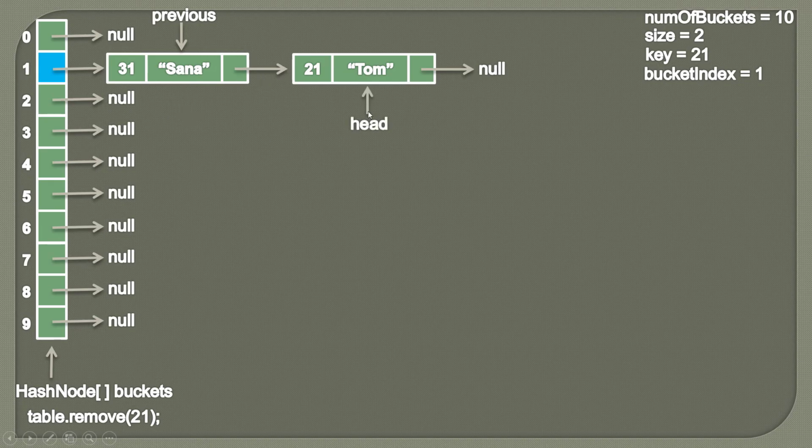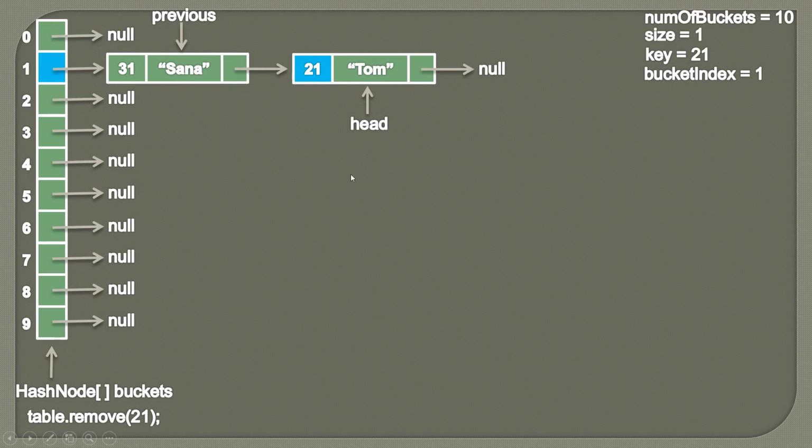Now we again compare head.key, which is 21, with our key. So here you can see that we have found our key. So our task is now to remove this node. But there could be a possibility that after this node, there are many other nodes. So what we do is, as we want to remove this node, first we decrease the size. So size will become 1.